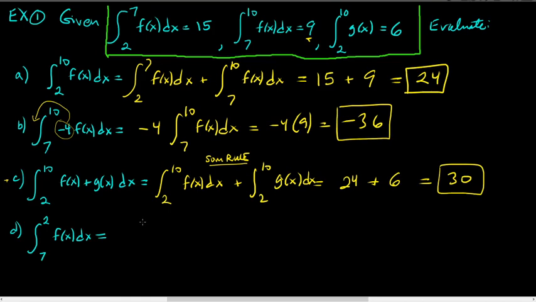And so how do we switch them? How do we go from 7 to 2 to 2 to 7? Well, you're allowed to switch them as long as you don't forget there's a minus sign in front. So that negative sign will switch the upper and lower limits here from 7 to 2 to 2 to 7. And we know what happens from 2 to 7. That's just 15. But now there's a negative in front, so now it's negative 15.